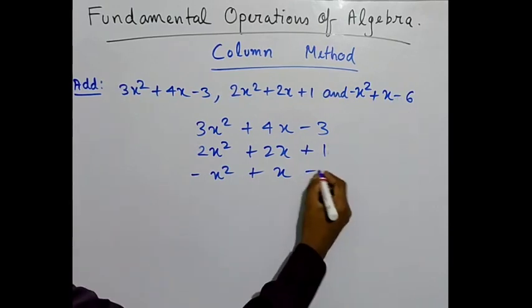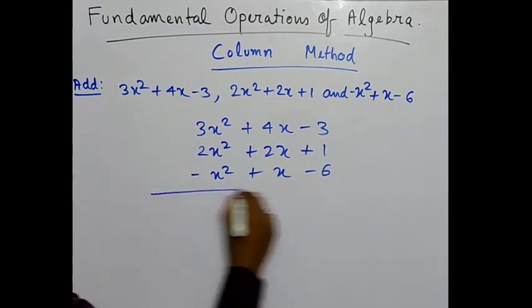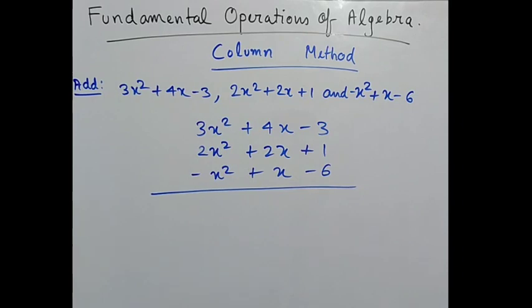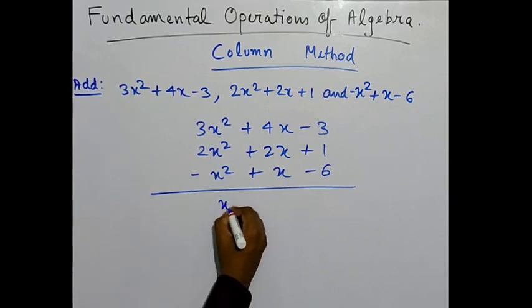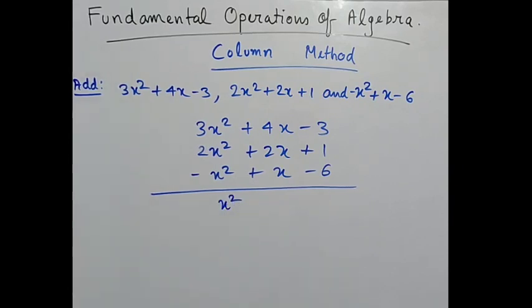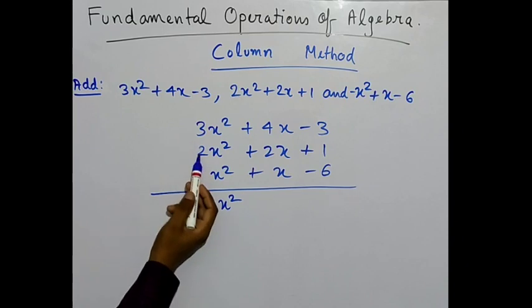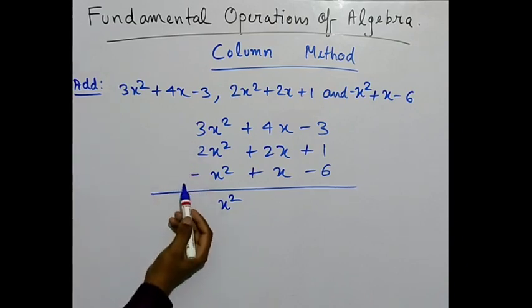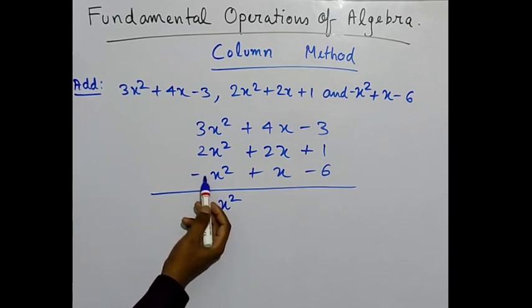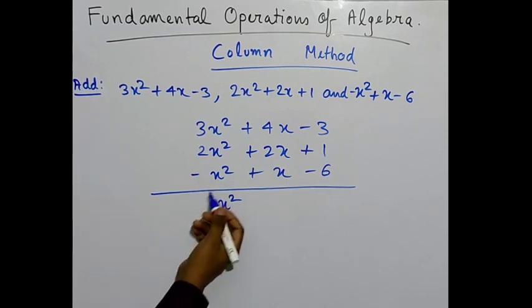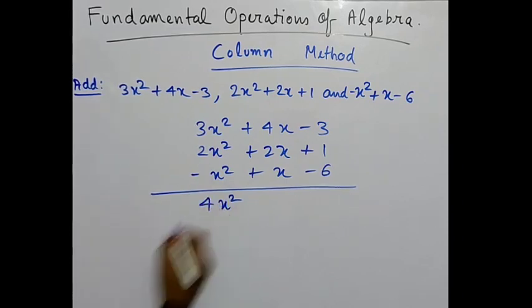Then minus 6. Now we will add them. So here x square is the common variable. You can just bring it down directly. And then you have 3 plus 2, 5. Then here we don't see anything, means 1 is there, and minus sign, so means negative 1. So 5 and negative 1 means 5 minus 1, that is 4.